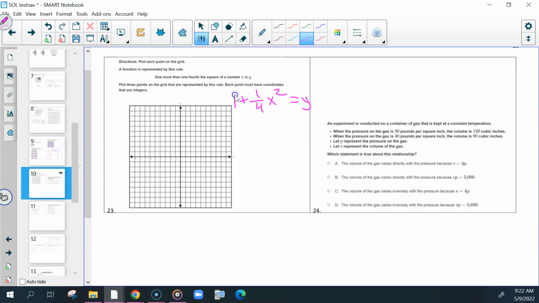This would be 0. This would also be 0. So it would just be 1. So if I put in 0 for x, my y value would be 1. So that's one point that you could use. Now with this, because it's a 1/4, you're going to end up with fractions or decimals. They only want whole numbers or integers.